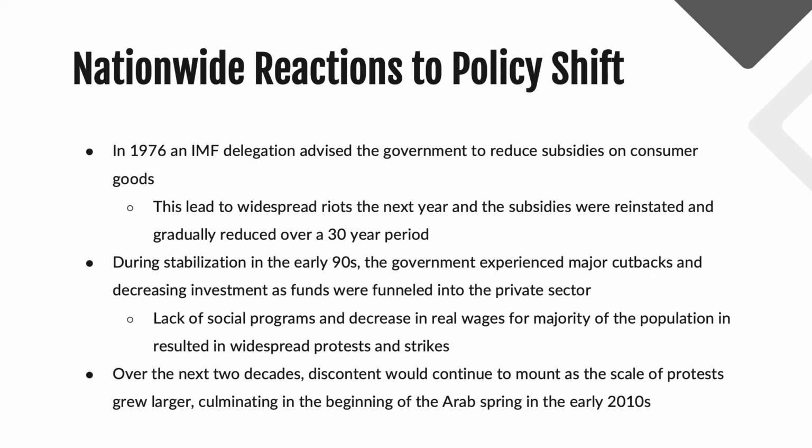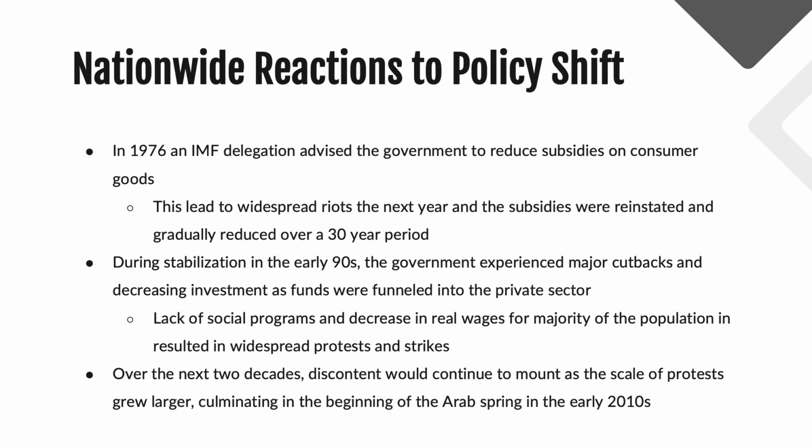IMF involvement in Egypt actually began much earlier than the 90s, as a delegation advised the Egyptian government to reduce subsidies on consumer goods by up to 50% back in 1976. But after following this advice, there was rapid and violent pushback from the public, and the government was forced to double back on these changes and implement them over a more lengthy period of 30 years.